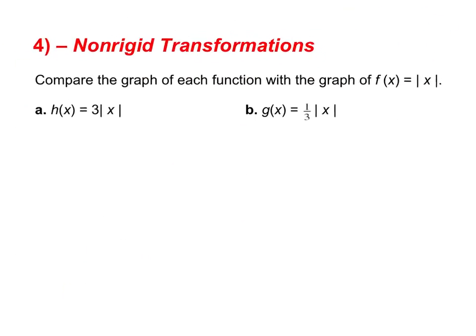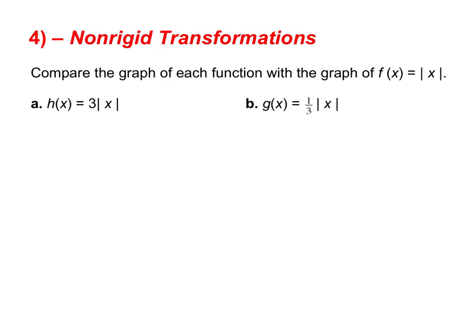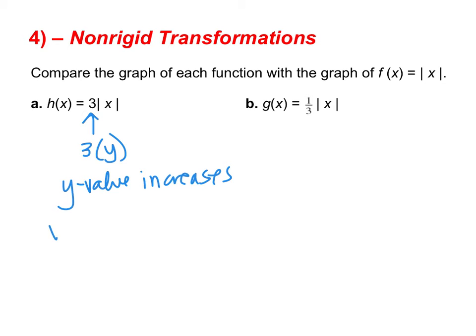And then here's just a quick example comparing the graphs. So here the 3 is on the outside. So that means we're going to take 3 times whatever the Y value is. So that means my Y value will increase because we're multiplying it by 3. So that means vertically, because the Y value is vertical, increasing it is going to stretch it out. So it's a vertical stretch.